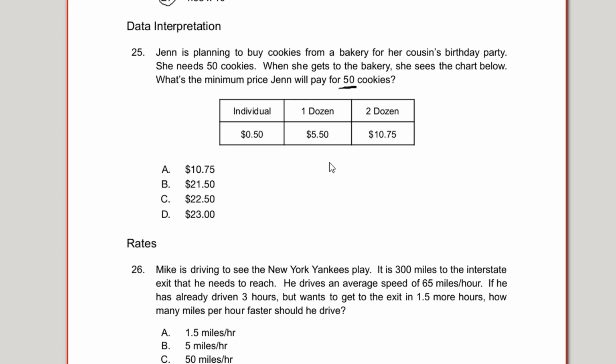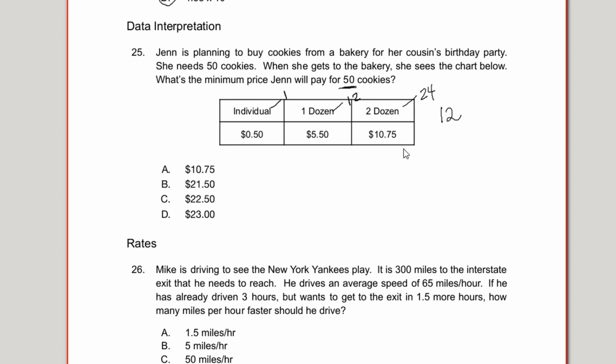So this is a common practice in some businesses. The more that you buy, you may get a little bit of a discount. We also need to know in this question what a dozen is. 1 dozen is 12. It looks like these discounted prices are based on a dozen. So 2 dozen is going to be 24. 1 dozen is 12, and then of course the individual is each one.